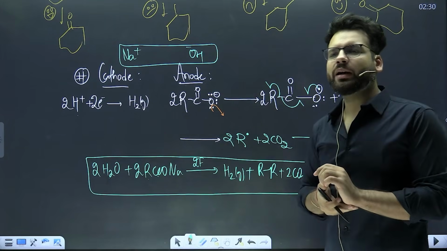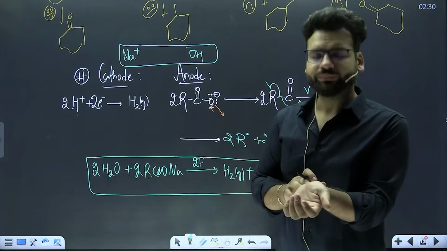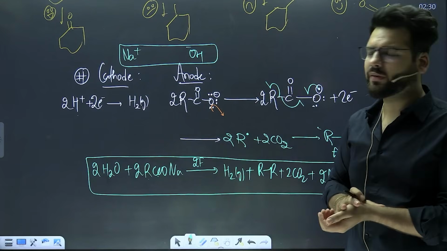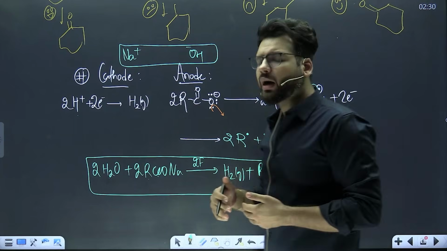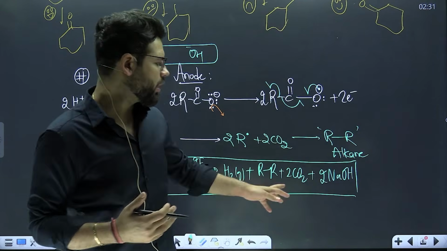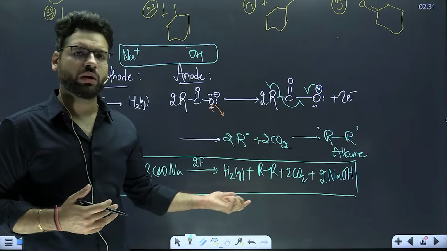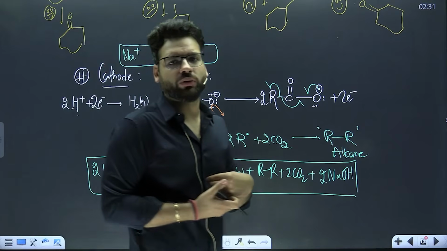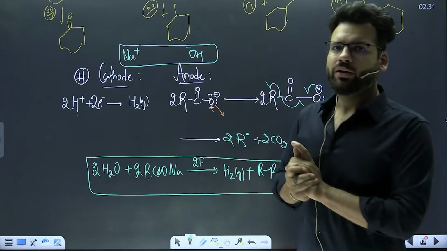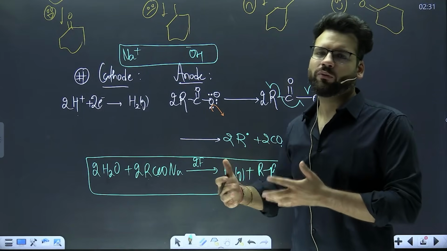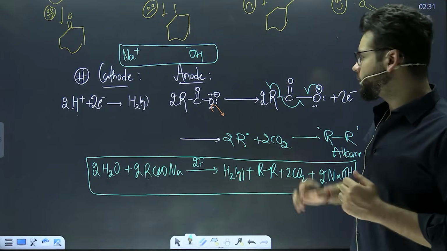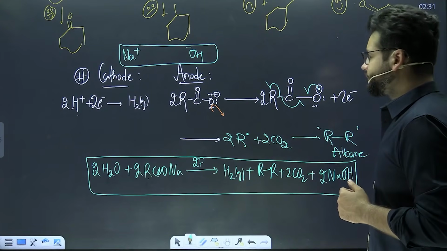So a question can be asked from here regarding electrolysis as well, Faraday's law: if current and time are given, what mass of alkane will be produced, how many moles of alkane will be produced, what volume of hydrogen can be produced, and so on. A nice question can be asked from the electrochemistry point of view as well. So this is about Kolbe's electrolysis.